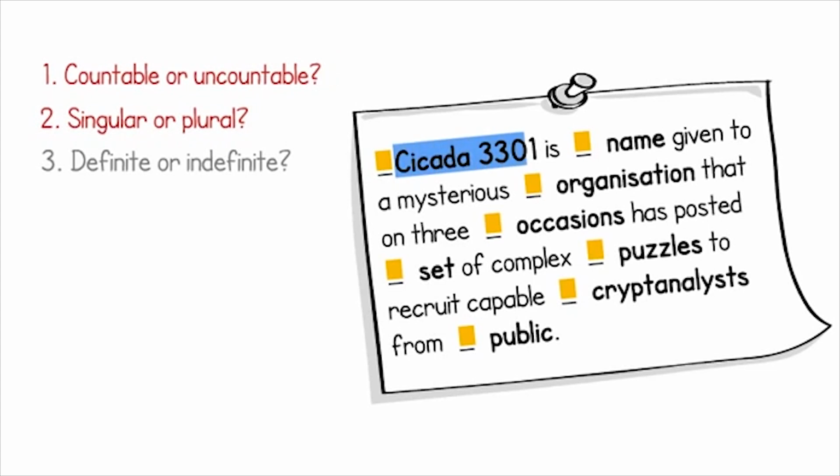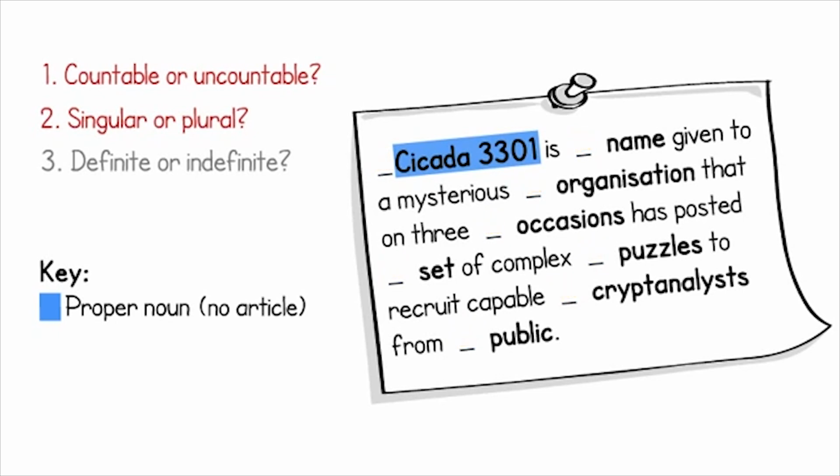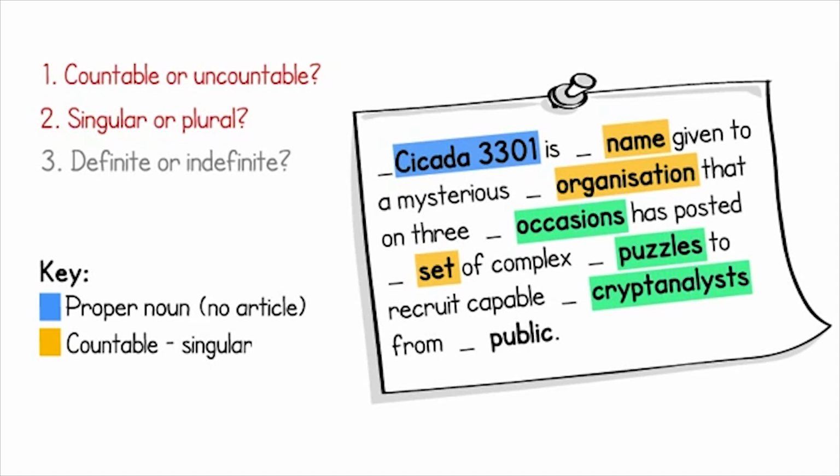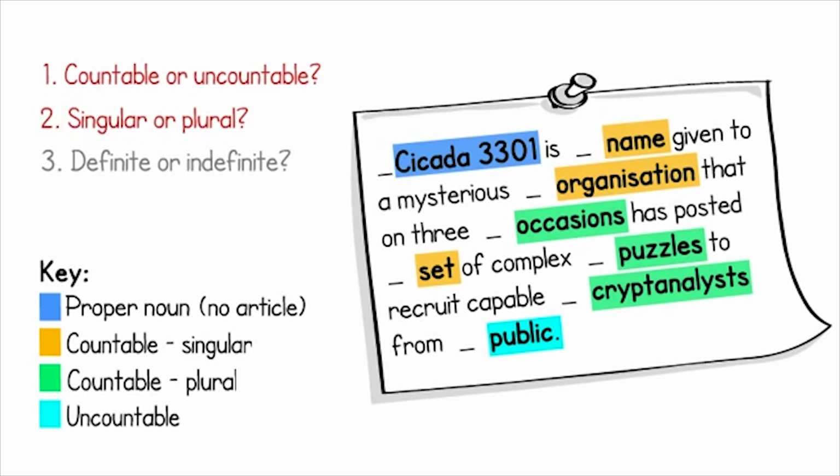Firstly, Cicada 3301 is a proper name, like John, Brisbane or Griffith University, and therefore it takes no article. So we do not need to consider it any further. The nouns name, organisation and set are all countable and singular. The nouns puzzles, occasions and cryptanalysts are countable and plural, and the final noun, public, is uncountable. We have now answered our first 2 questions about each of the nouns in this sentence.